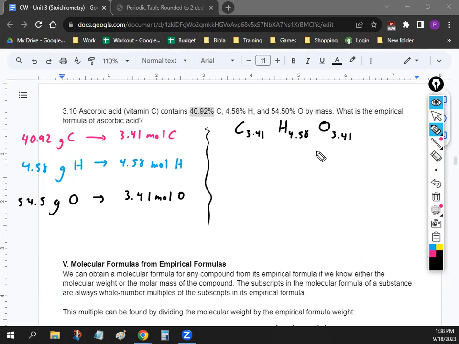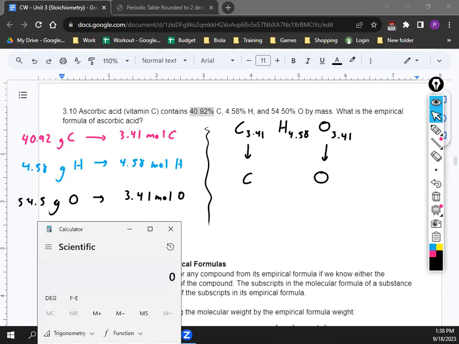So for this one, it might seem really simple, right? It's like obviously divide by 3.41. Okay, so if we do that for carbon, we're just going to get C1, and for oxygen, we're going to get O1. Now, the part that gets kind of weird is going to be with the hydrogen. So if we take a look at hydrogen, we're going to get 4.58, and we're going to divide it by 3.41. That's going to give us about 1.34, okay?